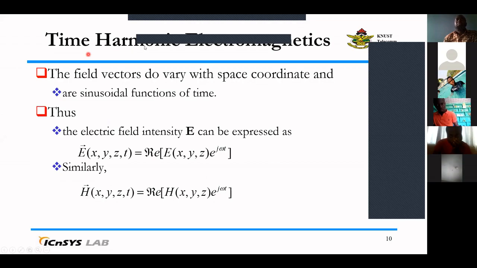Okay, so if there are no questions, we go to the time harmonic electromagnetic fields.